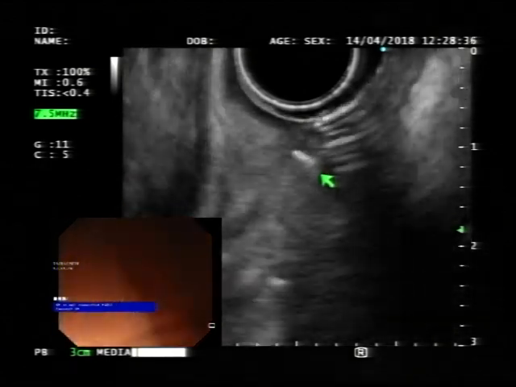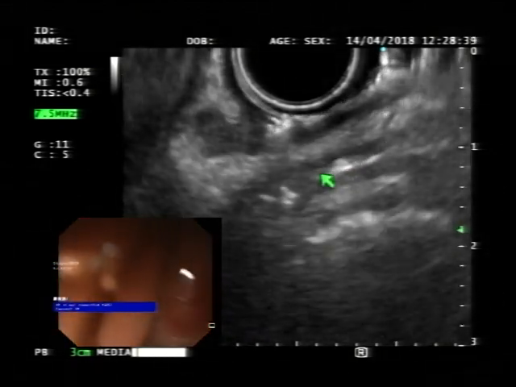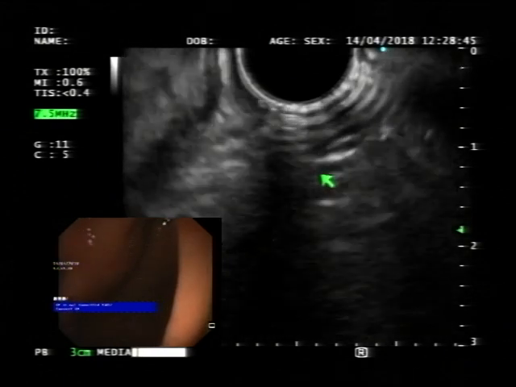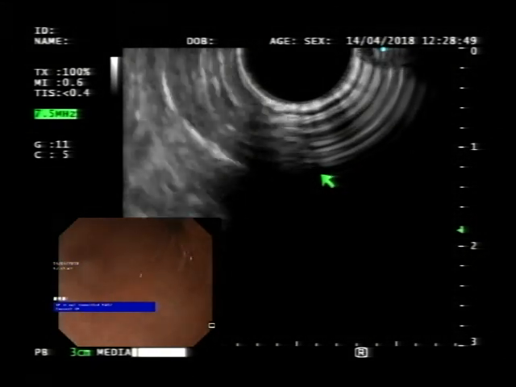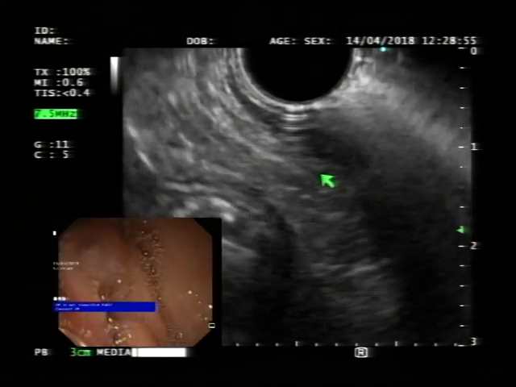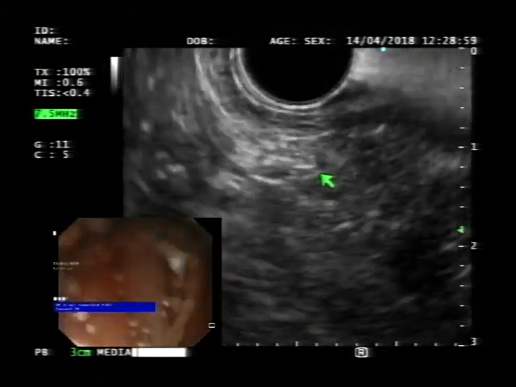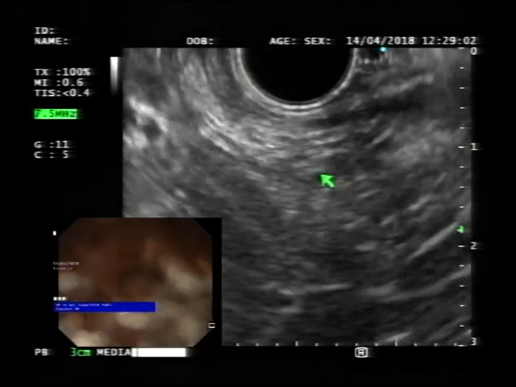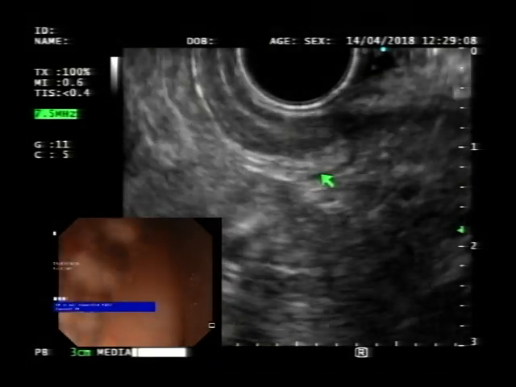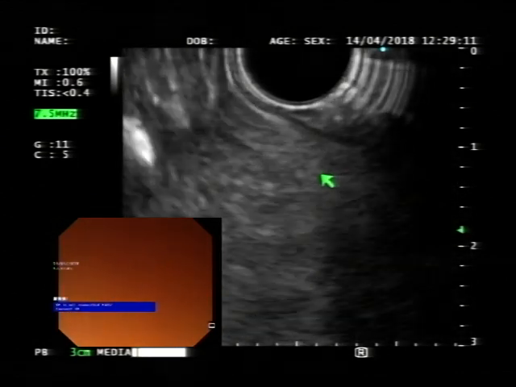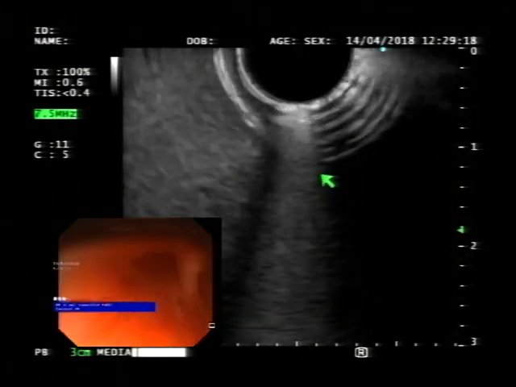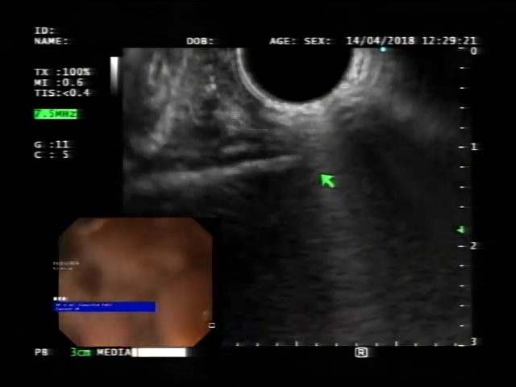Just go to the duodenum and look at the portal vein and all those things. Just 5 minutes more. Just look at the duodenum and then come out. We need to do that quickly and then come out. I think you'll have to zoom out because you're still zooming in. All right, there we go.